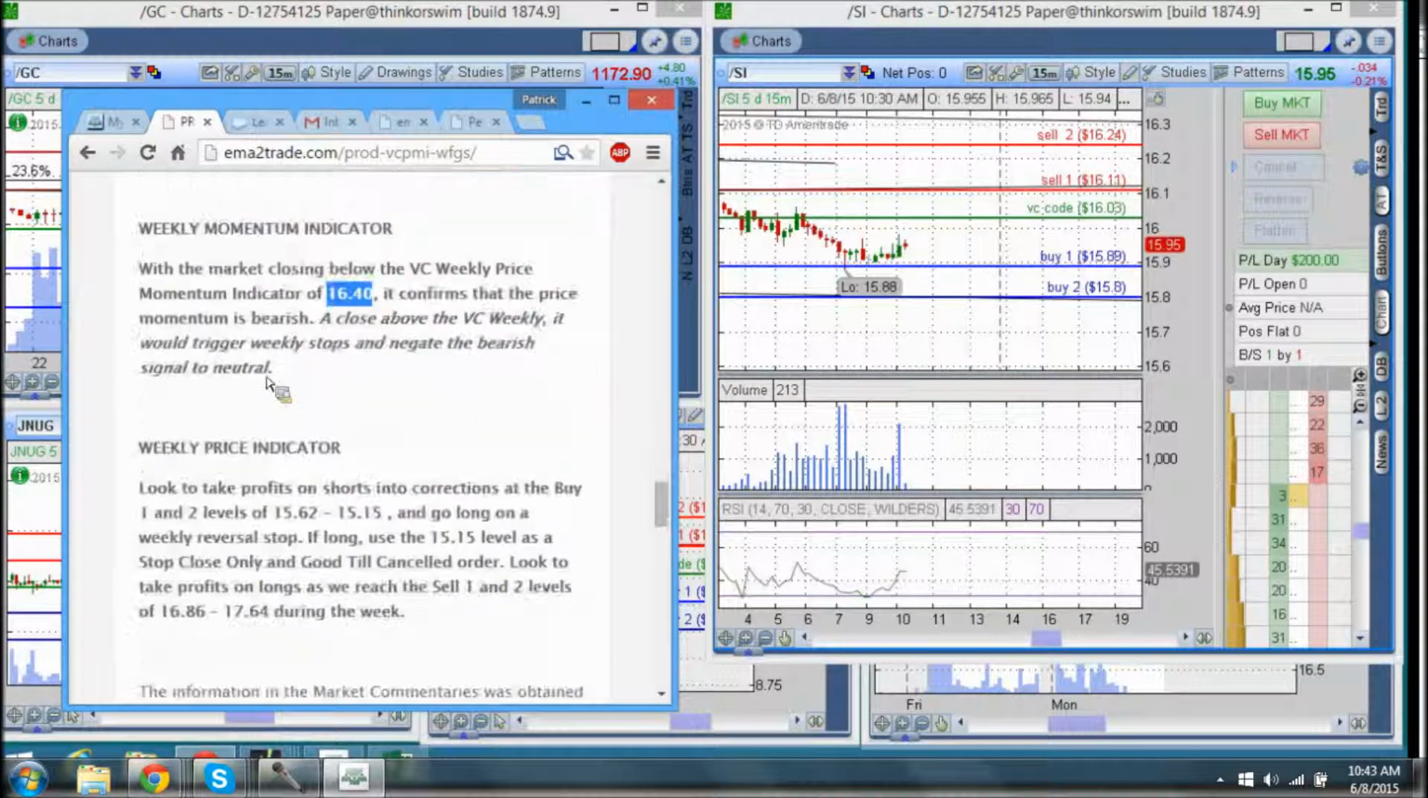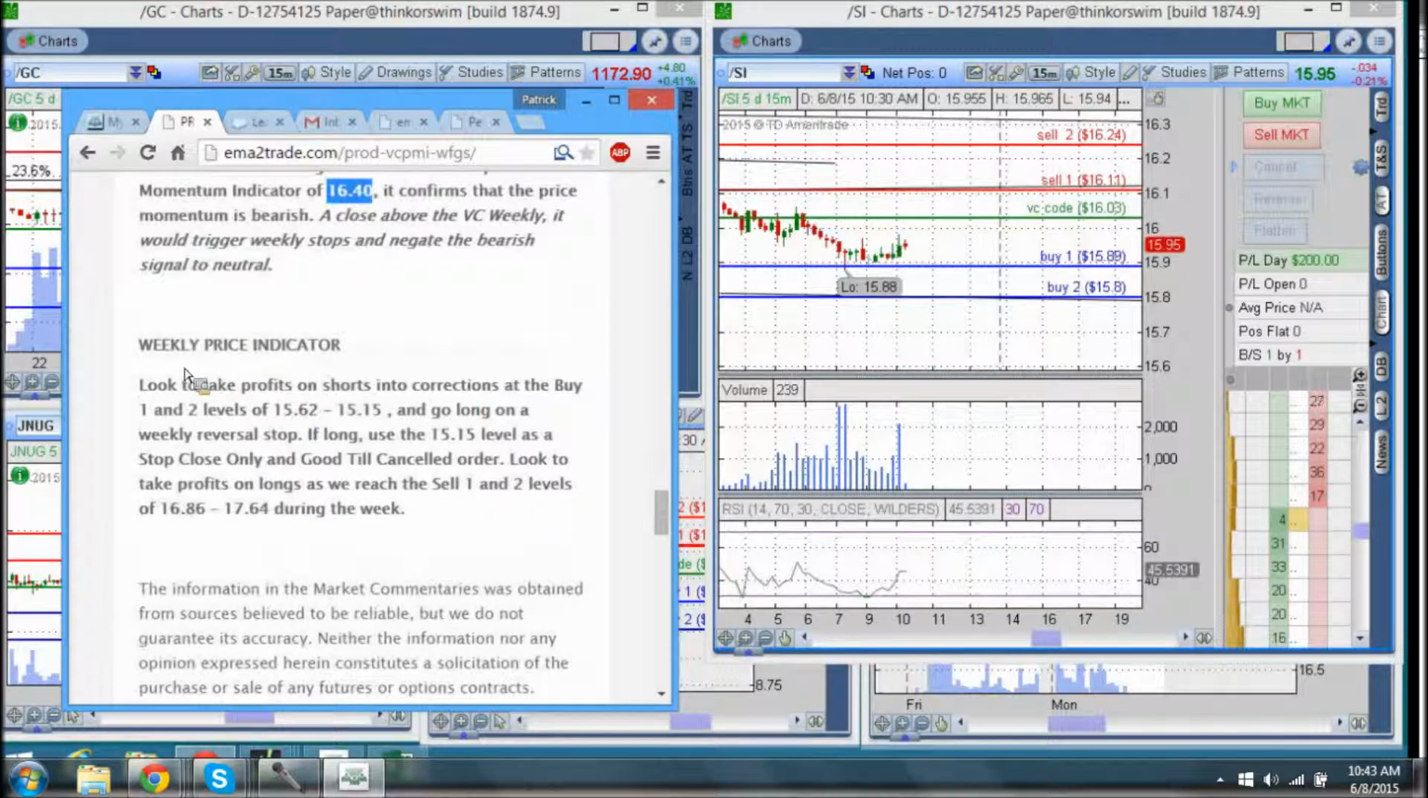The weekly price indicator is telling us to look to take profits on shorts into corrections at the buy one and buy two levels of 1562 to 1515, and then to go long on a weekly reversal stop. And if you're long, use the 1515 level as a stop, close only. If you get long either at 1562 or at 1640 or above, use the 1686 to 1764 as profit objectives for the swing trade.